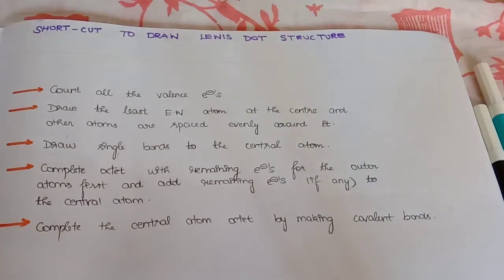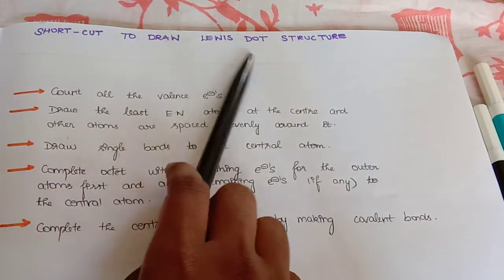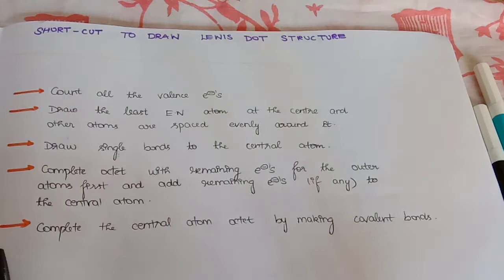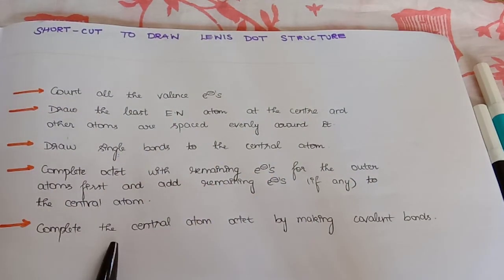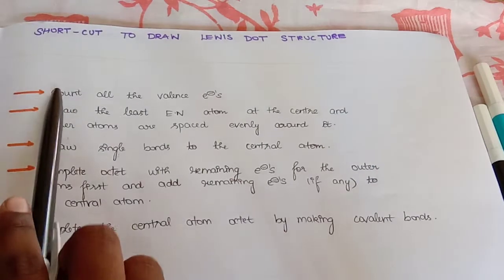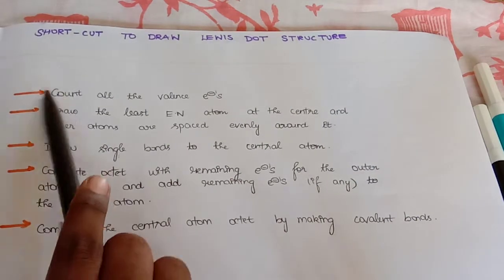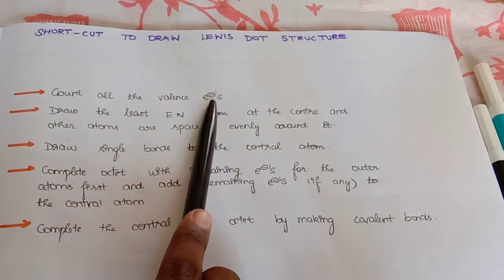Students, today I am going to teach you a shortcut to draw Lewis dot structure. Now you have to remember these 5 points. After remembering these 5 points, you can easily draw the Lewis structures. Now let's look into the first point. Count all the valence electrons. That is your first point.